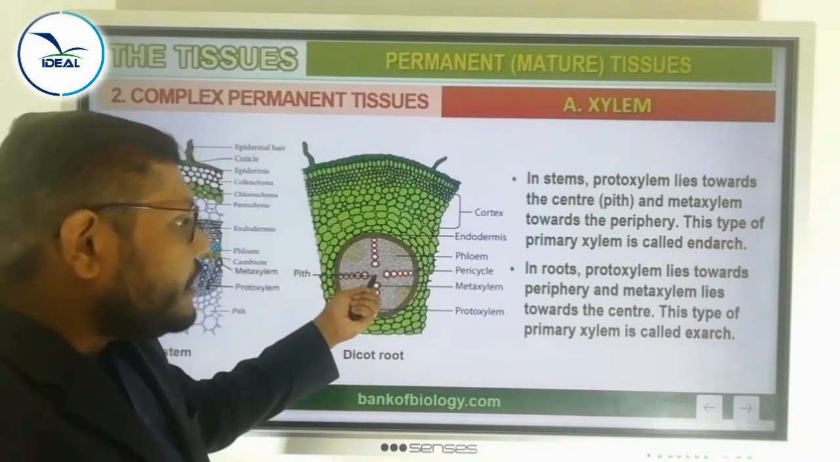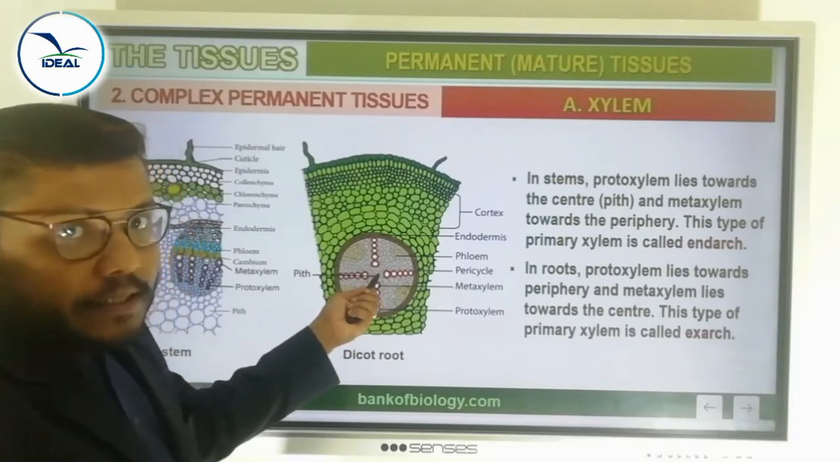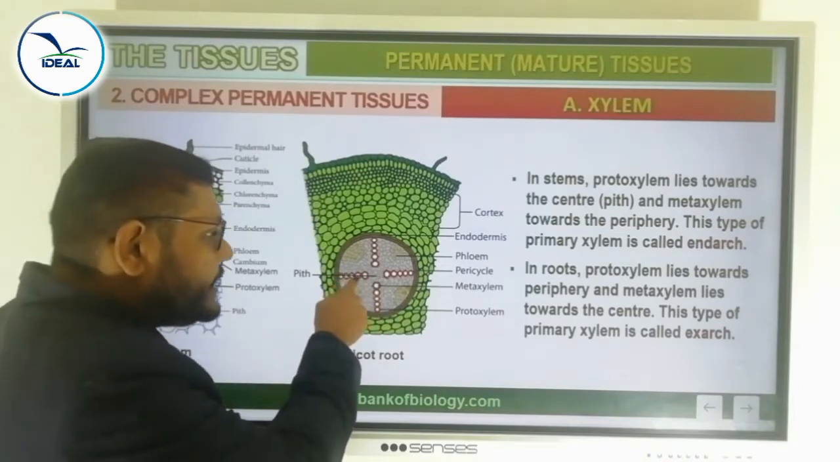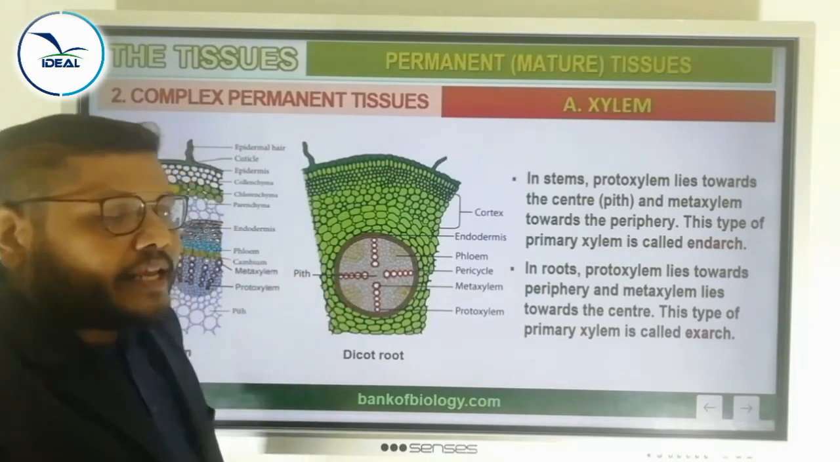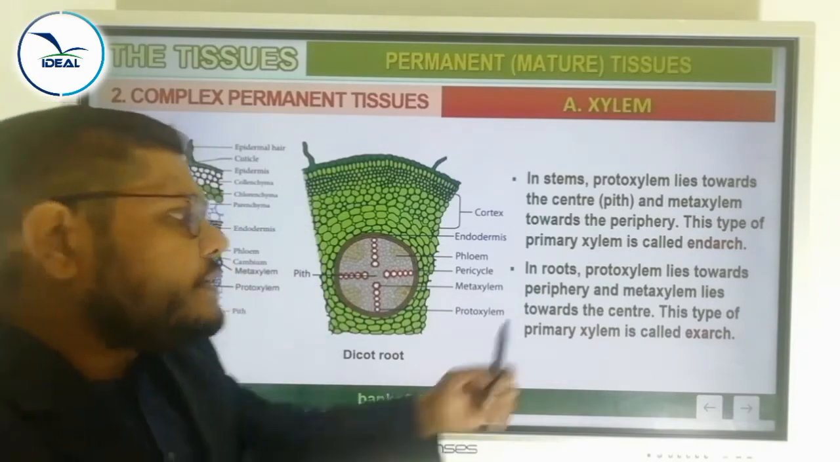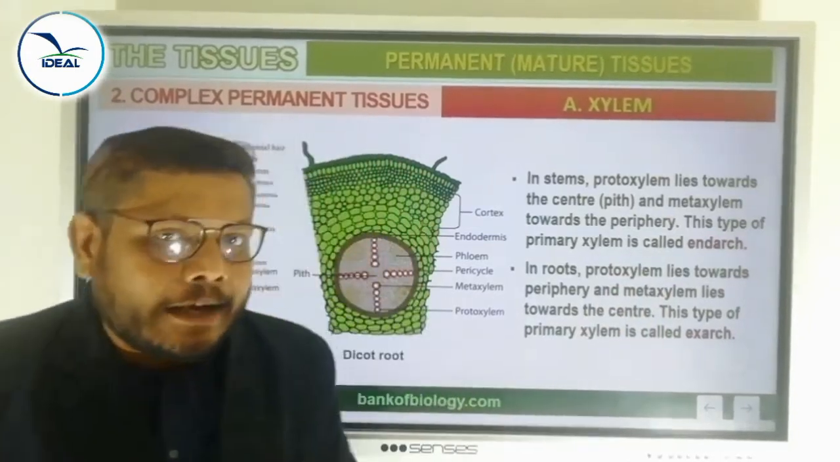Here metaxylem lie towards the center. Center is pith. Is it clear? So the metaxylem lie towards the center and the protoxylem lie towards the periphery. Such a type of primary xylem is called exarch xylem. Is it clear?